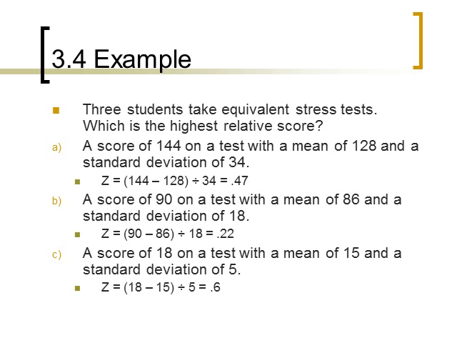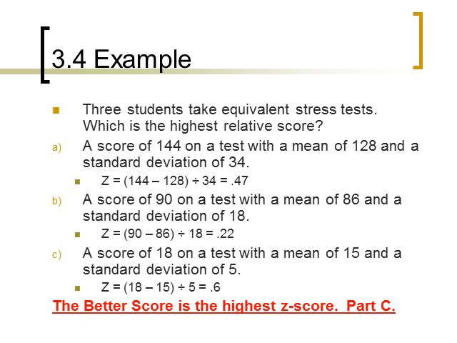So, who had the highest relative score? If you compare the 3 numbers of 0.47, 0.22, and 0.6, which one is furthest from the mean, or the highest above 0? We would answer that the student in part C actually had the highest score. 0.6 is the highest value, that's the highest relative z-score.